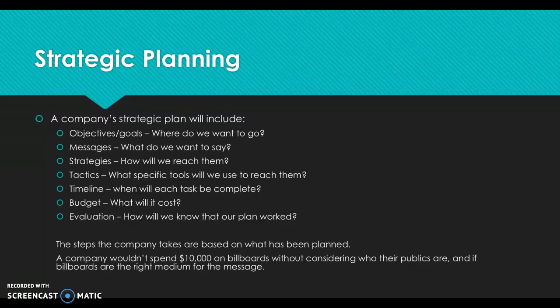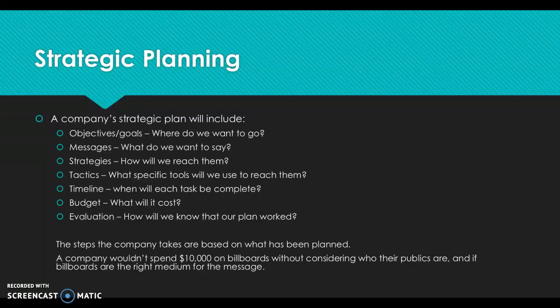So those are objectives. Then we've got messages. What do you want to say? Strategies. How will you reach the publics that you have? Tactics. What specific tools will you use for each one? A timeline. You always want to set deadlines. Of course, a real organization is going to have a budget, and buying media time is very expensive. So you have to plan that out. And then evaluation. How are we going to know that our plan worked?